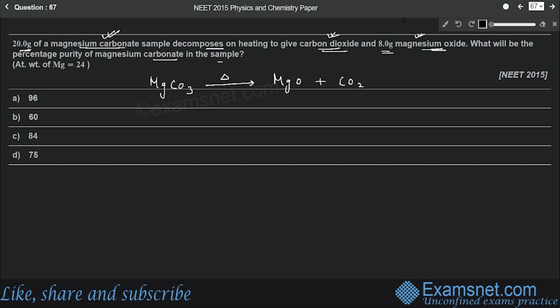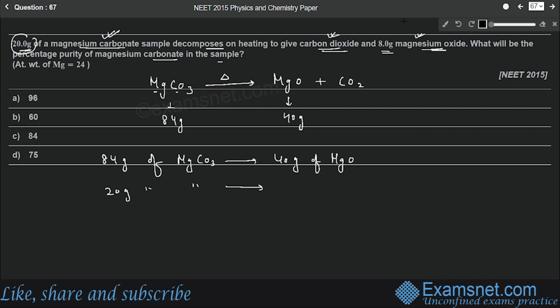Now what is the molar mass of magnesium carbonate? If you add the atomic masses of magnesium, carbon and 3 oxygens, you will get 84 grams. Okay, so 84 grams is the molar mass of magnesium carbonate, and the molar mass of magnesium oxide is 40 grams. That means 84 grams of magnesium carbonate will give 40 grams of magnesium oxide. In the question it is given that 20 grams of magnesium carbonate is used. So 20 grams of magnesium carbonate will give what amount of magnesium oxide? Simple unitary method, 40 divided by 84 into 20 grams.